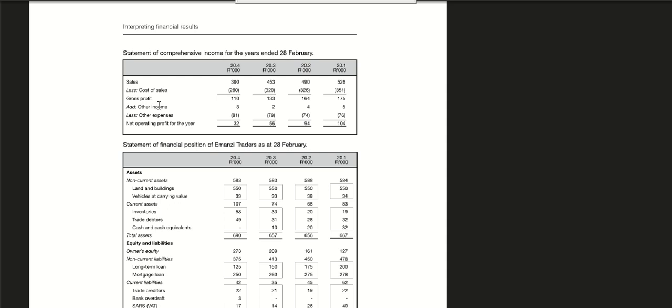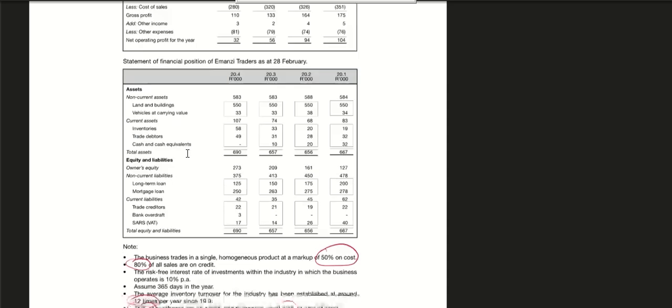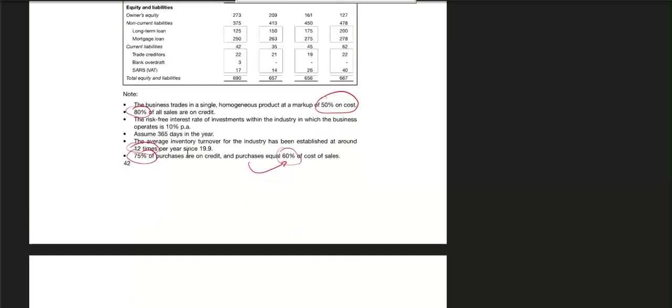And they also provide you an income statement, right? Sales, less cost of sales gives you gross profit. They're adding the other incomes and minusing the other expenses, which gives them the net operating profit for the year, right? And they provide you the notes. These notes are not to play with. They are not just there for decoration, right? They are here and they mean something.